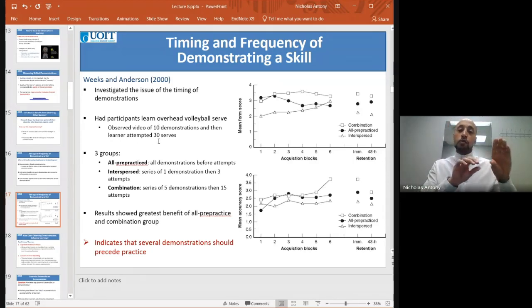But the difference was when they received the demonstrations. What the research looked at was who had learned the best based on score, and they found that the group that had all pre-practice and the combination group were better. So it sort of proves it. Does that make sense, Paul?